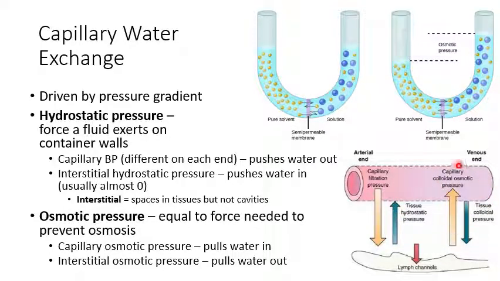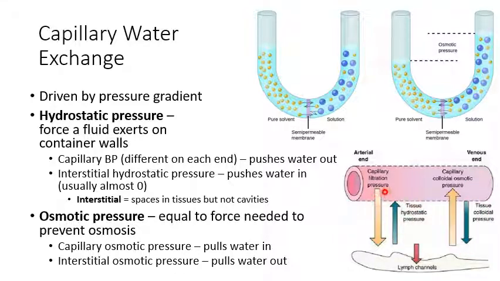Then on the other side, you have the osmotic pressures. You have the capillary osmotic pressure, which you could also call the capillary colloidal osmotic pressure. And we'll go over the colloidal bit in a moment here. That osmotic pressure is created by all the solutes inside the blood. It's pulling water into the vessel. And then finally, you have the tissue osmotic pressure or the tissue colloidal pressure, same thing, which is all the solutes in the tissue pulling water out of the blood into the tissue.